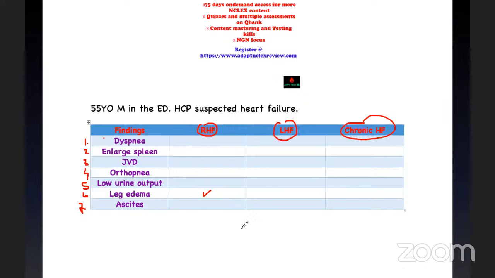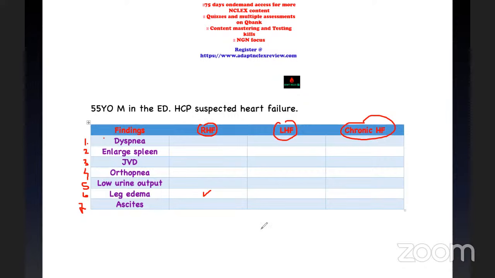So which of those is consistent with right heart failure, like leg edema? How about dyspnea, enlarged spleen, JVD, orthopnea, leg edema, low urine output, and ascites? Which of those do you think is associated with right or left heart failure?